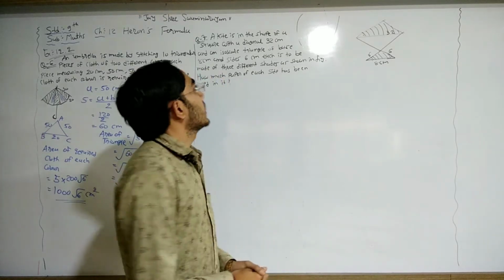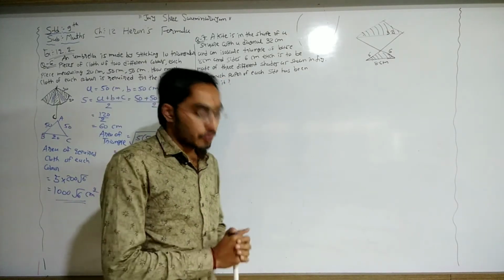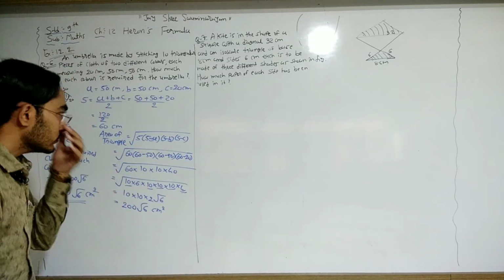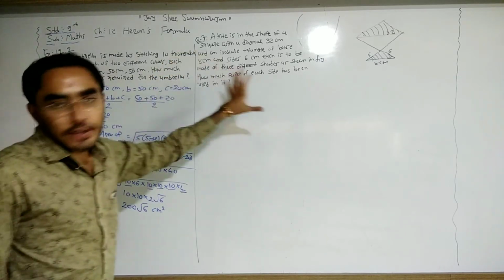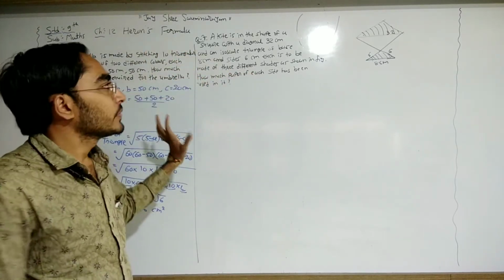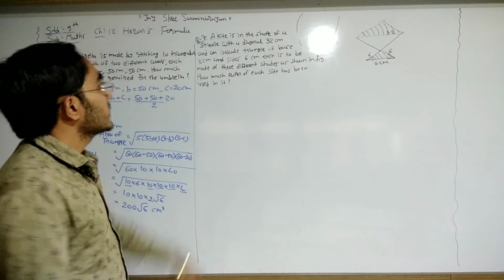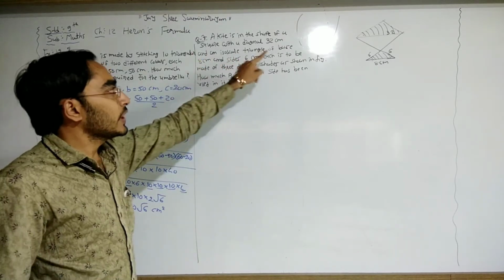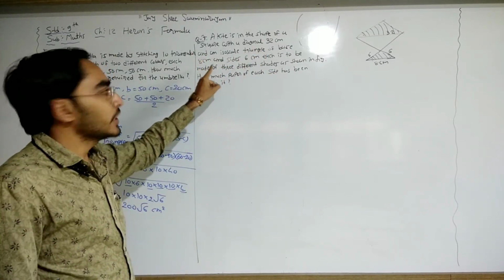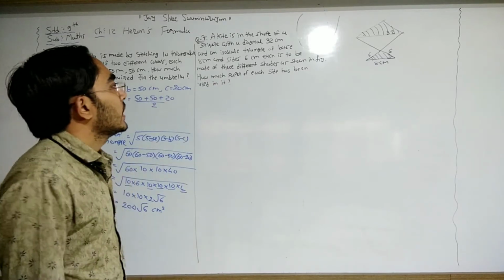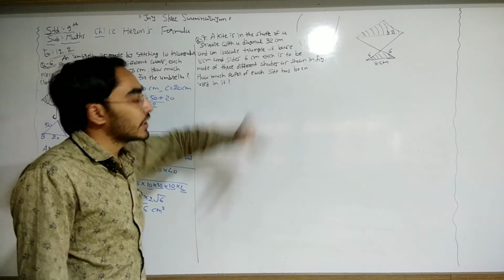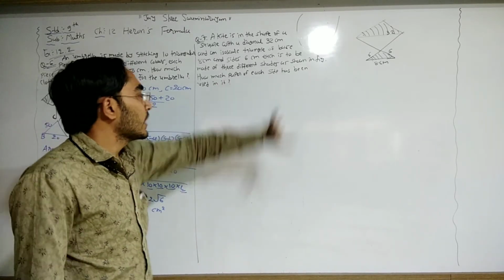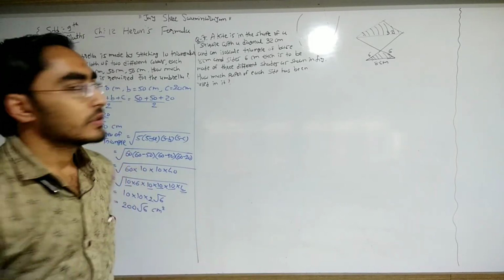Now let's move forward. Exercise 12.2, question number 7. First of all, read this question. A kite is in the shape of a square with a diagonal 32 centimeter and an isosceles triangle of base 8 cm and sides 6 cm each is to be made of 3 different shades as shown in figure. How much paper of each shade has been used in it?